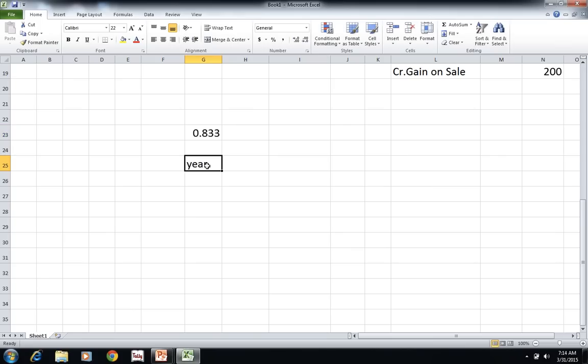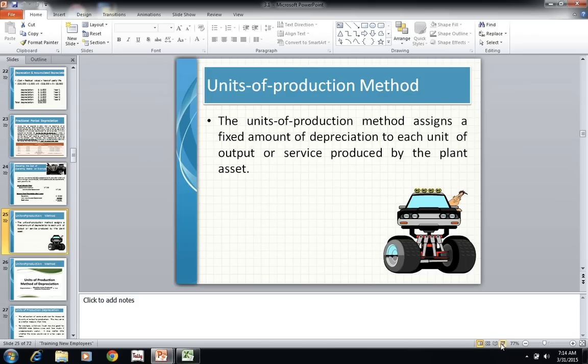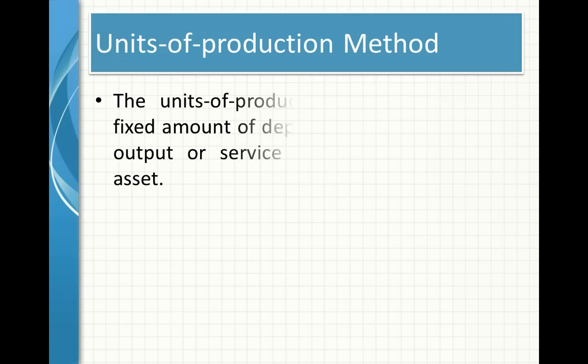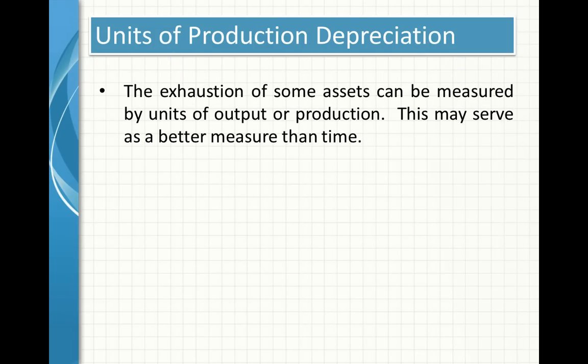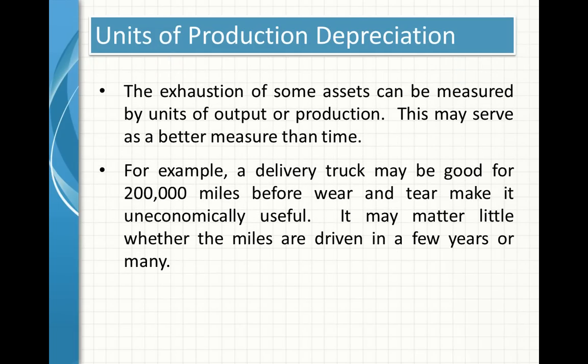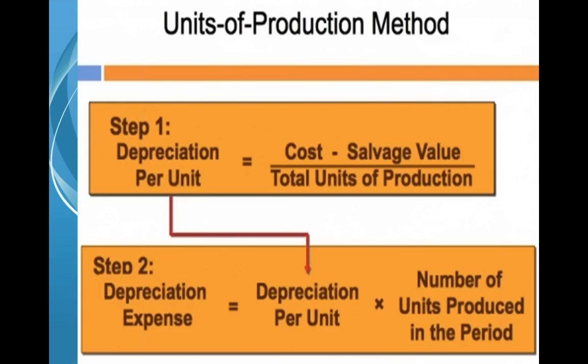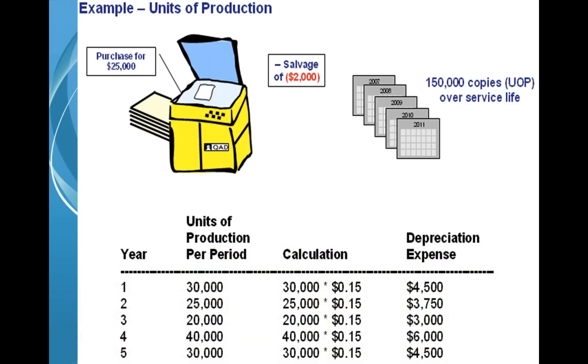So here, units produced and depreciation. Say, for example, in the first year you produced 12,000 units. So depreciation is going to be 12,000 times this one. Units of production. Like this. This is an example.